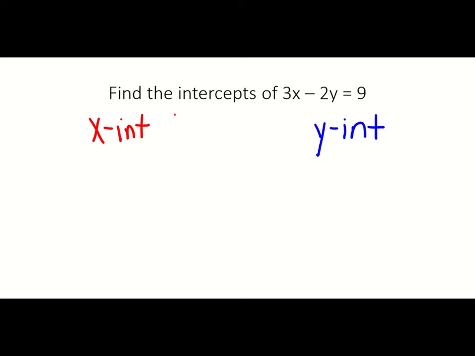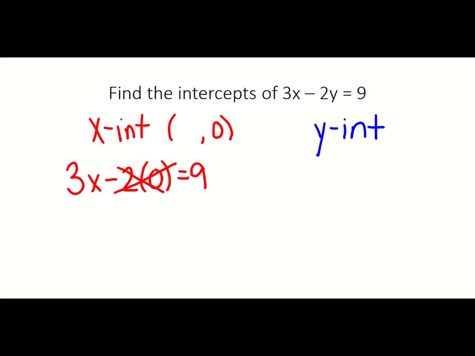The x-intercept is always some number, 0, because the x-intercept is when we plug 0 in for y. So what I'm going to do is take our equation, 3x minus 2y equals 9, and plug in 0 where I see y to find the x-intercept. Once I plug in 0, I want to simplify it. Well, 2 times 0 is 0, so this piece goes away, and I'm left with 3x equals 9.